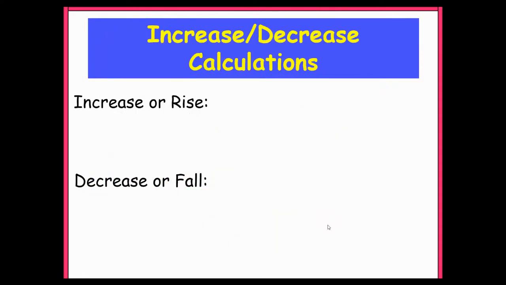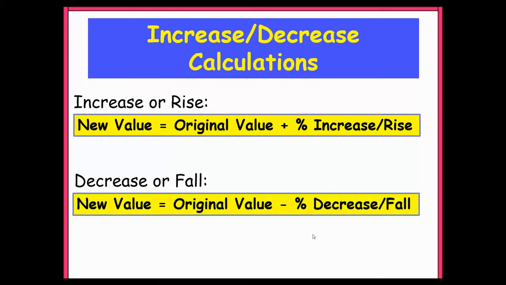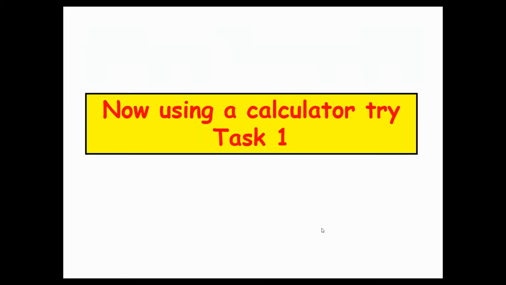So your increase decrease calculations, what you're going to do is find the percent, and if it's an increase or a rise, you're going to add it on, and if it's a decrease or a fall, you're going to subtract it off. Now you can use a calculator and try task 1. It is a write-on sheet from Google Docs that I have put little headings and you put in all your numbers, okay? Enjoy.